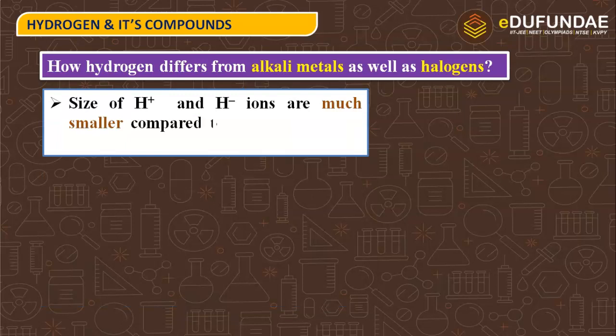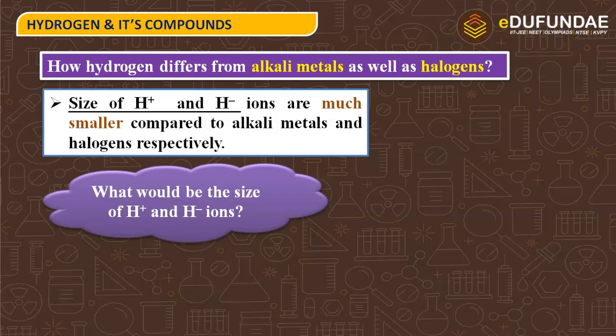Next property is size of H positive and H negative ions are much smaller as compared to alkali metals and halogens respectively. Alkali metal cations का जो size है that is comparatively large, और we can say alkali metal cations के size से H positive का size compare करेंगे then it is very very small. And similarly अगर halides के size से hydride का size compare करेंगे then hydride is very very small. So these are different from each other.